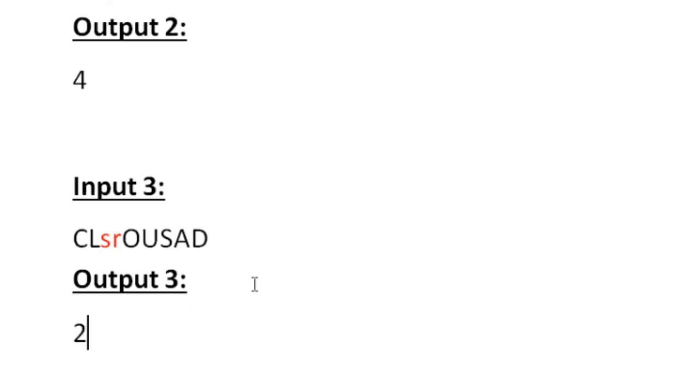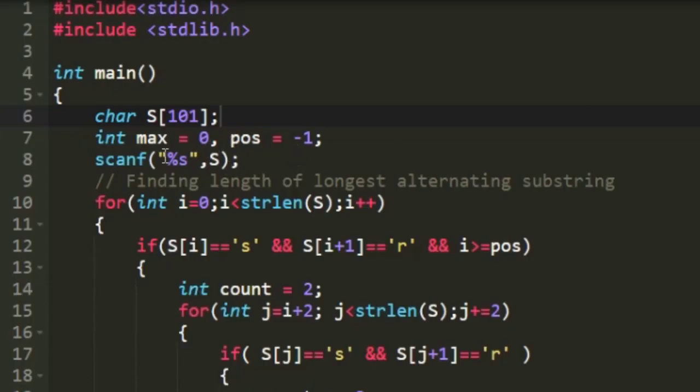Now let us see how to write a C program for this. This is the program I have written. First I have declared a character array named S of size 101, and then I have declared integer variables named max and POS and set their values to 0 and -1. And in the next line I am accepting the input string using this scanf statement.